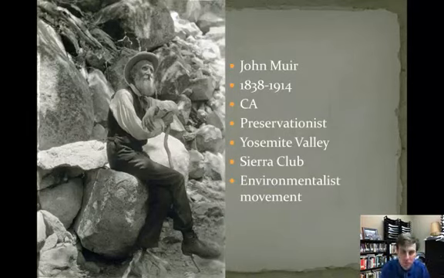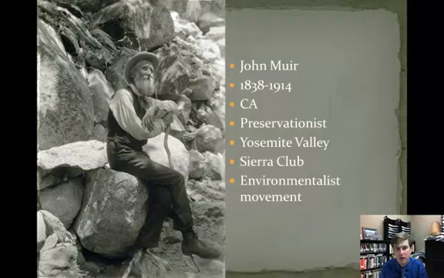Of course, John Muir was also an interesting guy here from California, a preservationist. He loved the Yosemite Valley, and he was the founder of what's called the Sierra Club, and really the origin of the modern environmentalist movement. So he took Roosevelt hiking in Yosemite Valley, and this is why Roosevelt wanted to preserve this area from development.